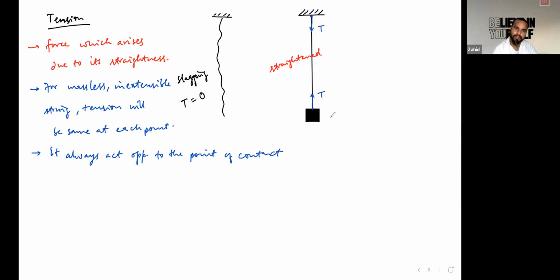Since the mass of the block is m, it must be experiencing a downward force that is mg. As the block is not accelerating in the upward or downward direction, the total upward force must be equal to the total downward force. So from this, you will say tension must be equal to mg.